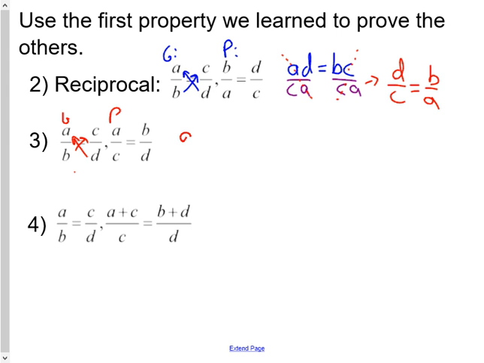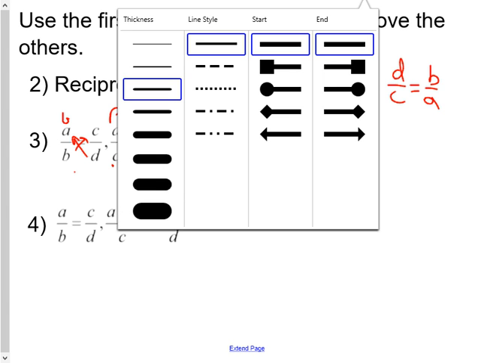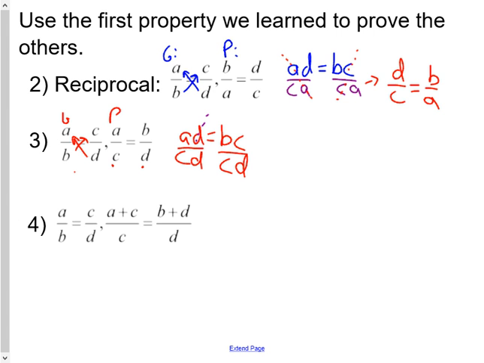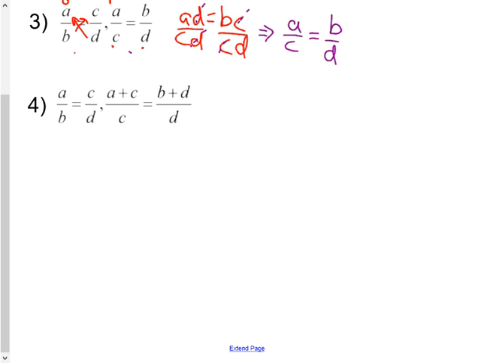AD equals BC. This time I want C on the bottom, so I'm going to divide by C on both sides. I want D on the bottom over here, so divide by D on both sides. Then what cancels? I get A over C equals B over D, and we match. Last one: cross multiplying again, AD equals BC.